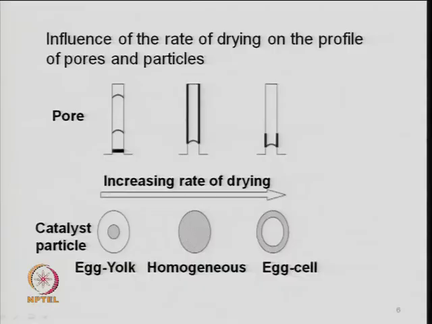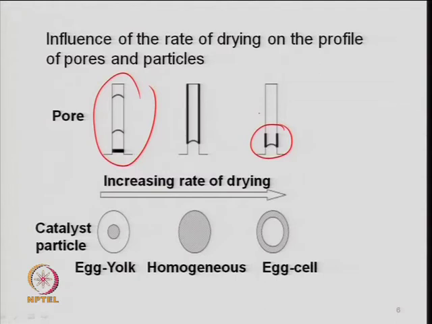You can see here this is a pore of a catalyst. With time, as the rate is increased, the metal solution diffuses into the pore of the catalyst. At a given rate it may be very high, intermediate, or low and slow. At a slow rate, the metal is deposited uniformly throughout the pore surface, and if you do a very high rate of drying, everything just deposits at local points, something like an eggshell.